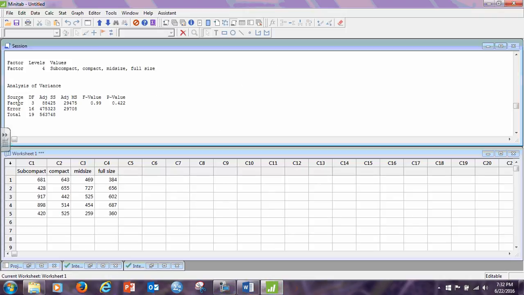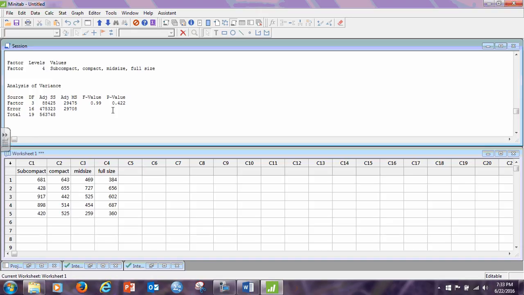The SS treatment, and we have treatment and error. Minitab calls treatment the factor. So the SS treatment is this value right here. The MS treatment is this value right here. The test statistic is this value right here. And the p-value is this value right here. Then we have MS error, which is right here. SS error, and then SS total is right here.